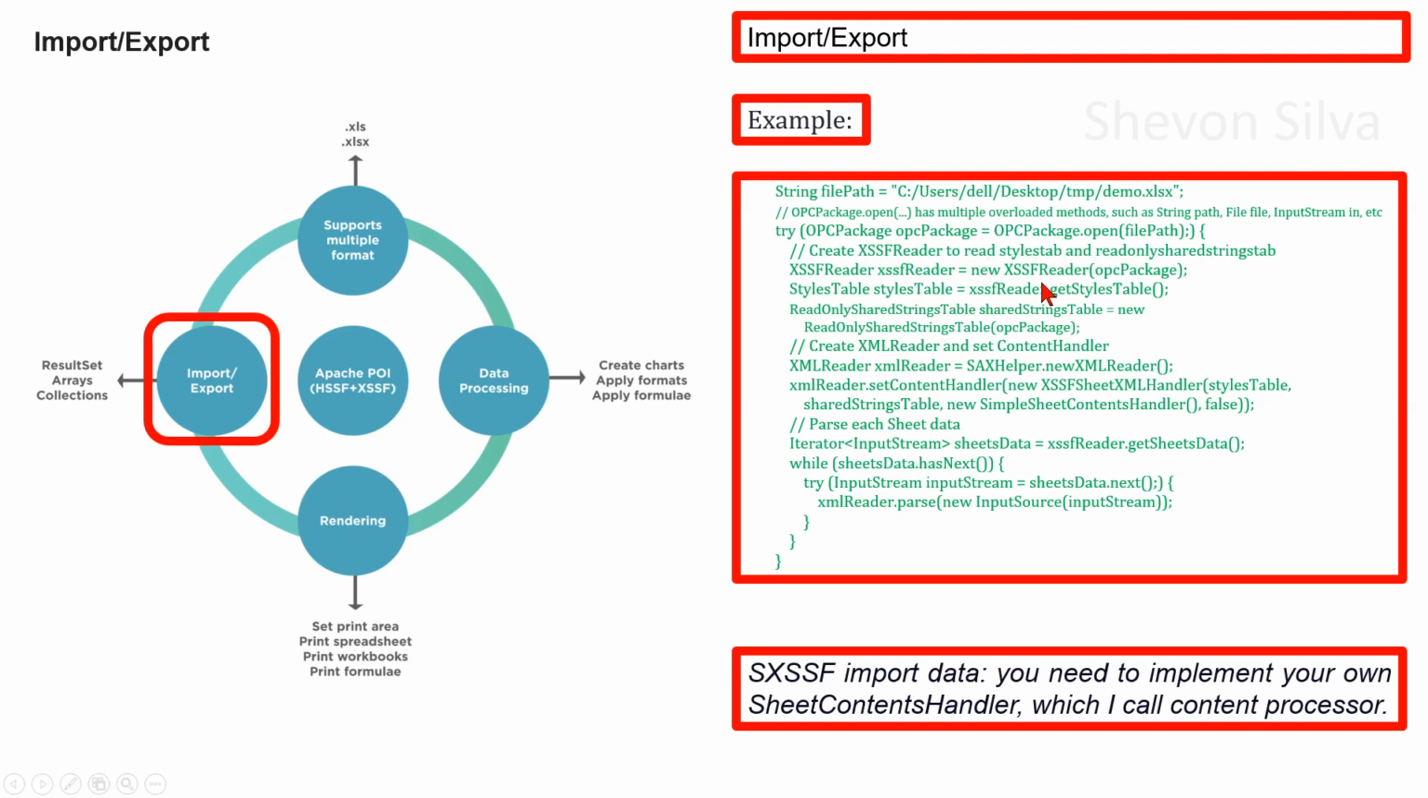Here XSSFReader to read styles table, and read only shared strings table, and here create XML reader and set content handler, and here pass each sheet data.